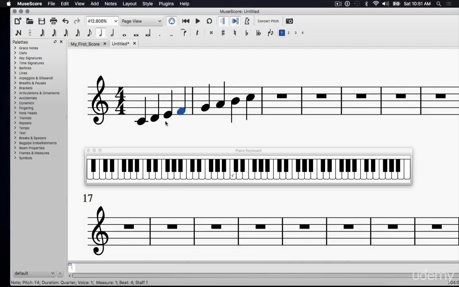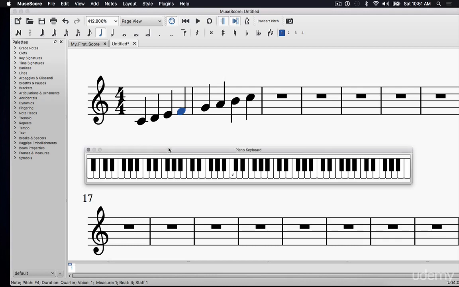So scale degree 1 we call do, scale degree 2 we call re, scale degree 3 we call mi, scale degree 4 we call fa, scale degree 5 we call sol, scale degree 6 we call la, scale degree 7 we call ti, and then scale degree 8 or 1 we call do again. Let me show you how that might work.